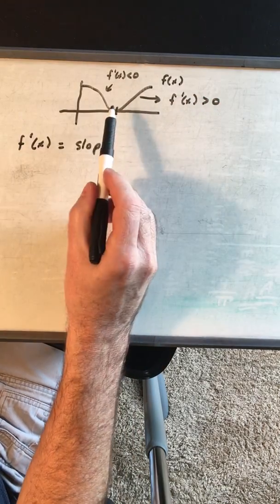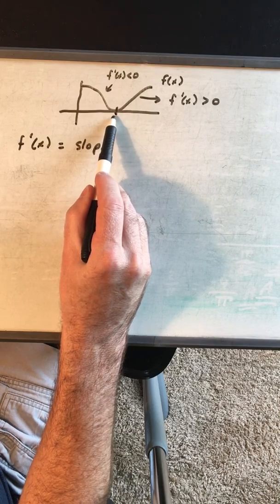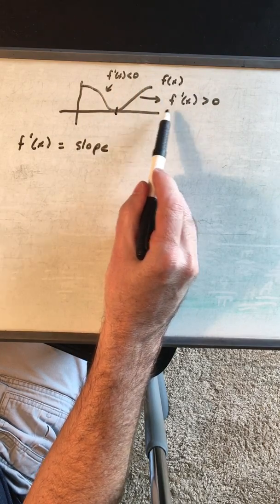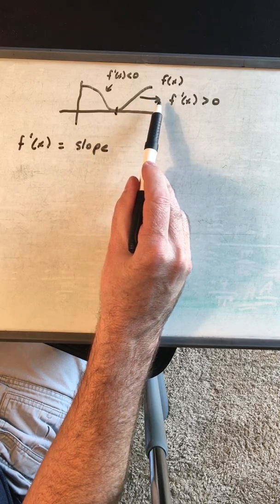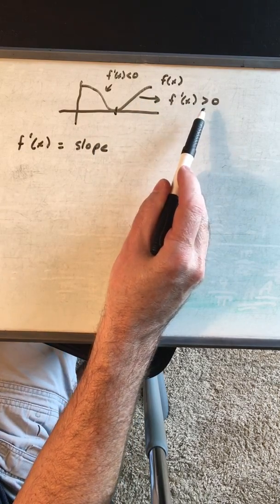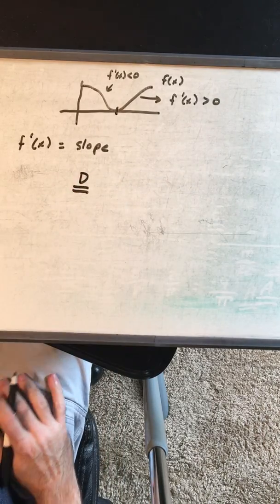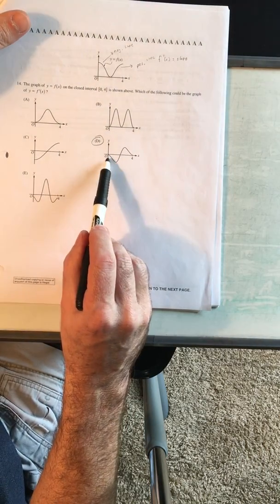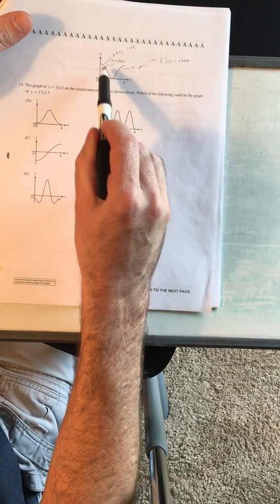So we need a graph that from the y-axis to the midpoint is below the x-axis, because it's less than 0. And then to the right of that midpoint, it comes above the x-axis because the derivative is greater than 0. The only one where that's true, eyeball it, is D. D goes below and then above. So the derivative is negative, negative slope, then the derivative is positive, positive slope.